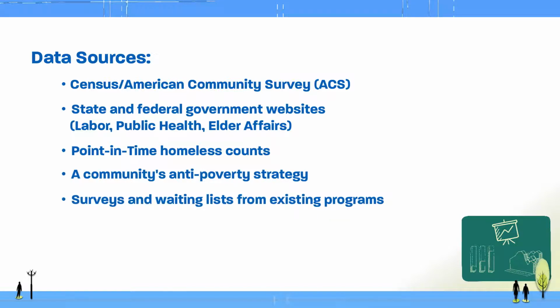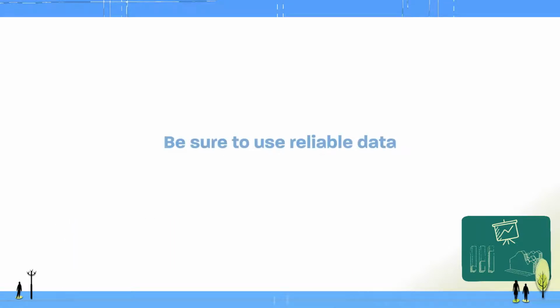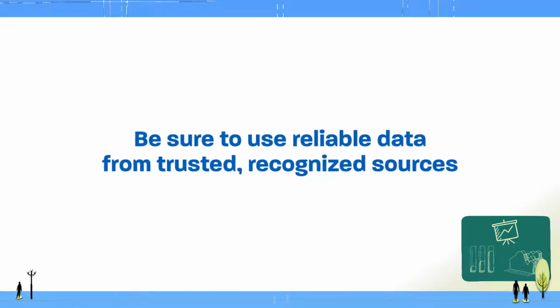surveys and waiting lists from existing programs, annual reports and websites of provider agencies and foundations. Not all data is reliable. Make sure the data that you use to justify and build your program is from a trusted, recognized source.